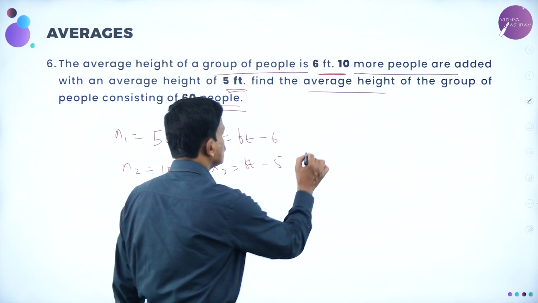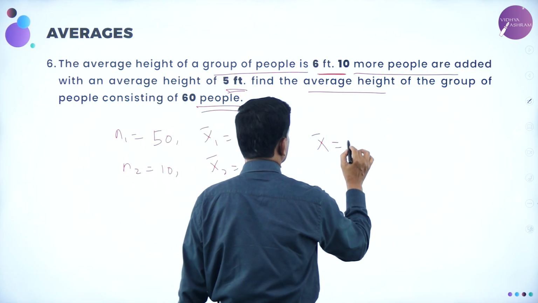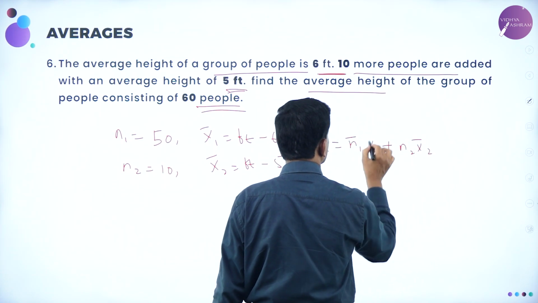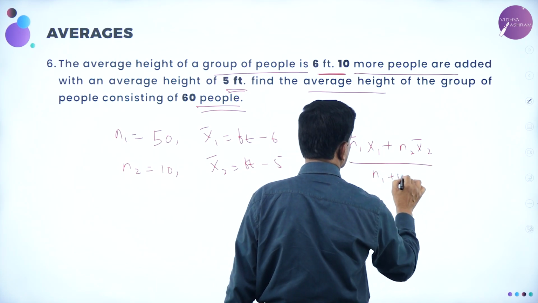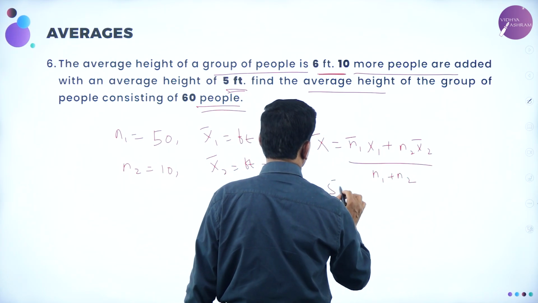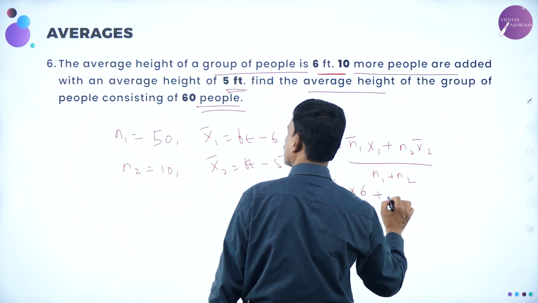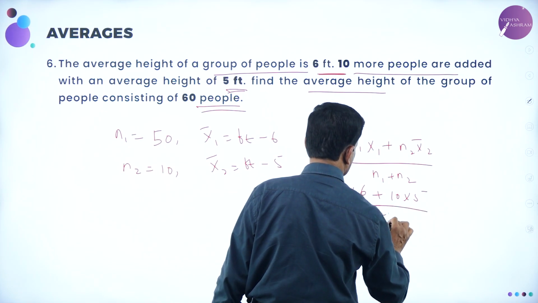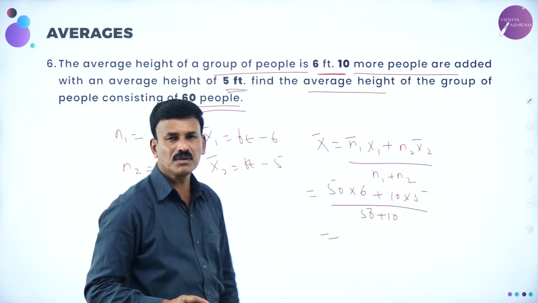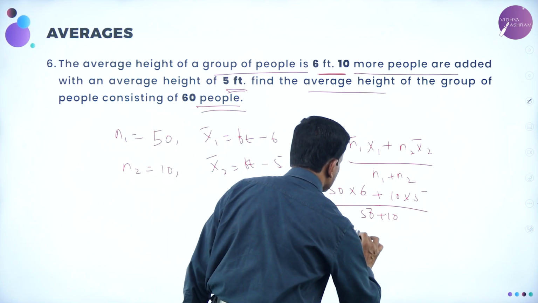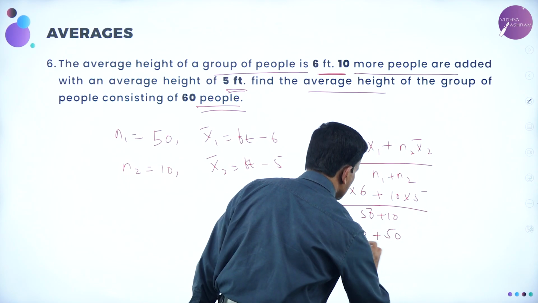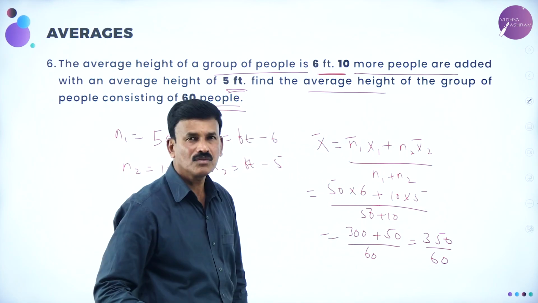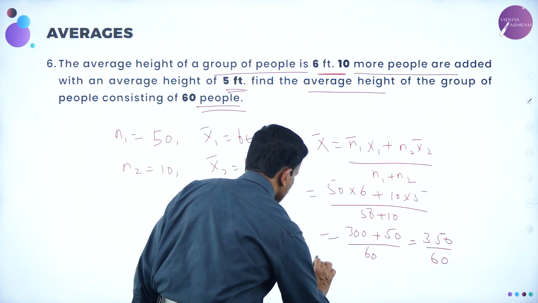So therefore X bar is equal to N1 into X1 bar plus N2 into X2 bar divided by N1 plus N2. That's equal to 50 into 6 plus 10 into 5 divided by 50 plus 10, that is 60. What is this equal to? Simplify. 5 sixes are 30, so 300 plus 50 divided by 60, that is 350 divided by 60. What is this equal to? 5.833.